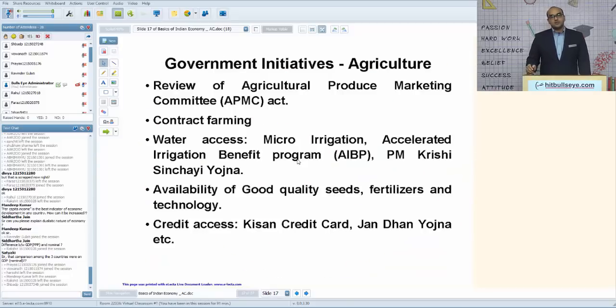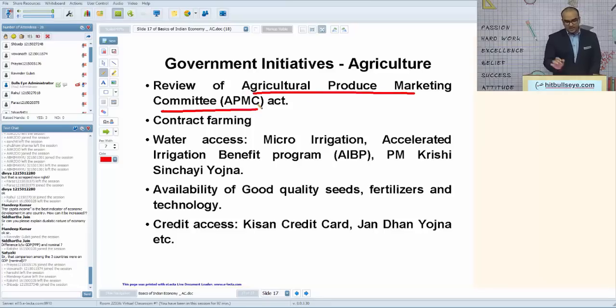Now, I'll be going through very recent government initiatives taken by the central government for each sector, including agriculture, manufacturing, and services. Now, APMC acts, these are laws which regulate how farmers get their produce to consumers. So this is a huge chain.